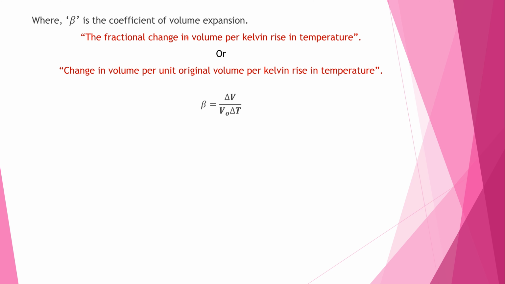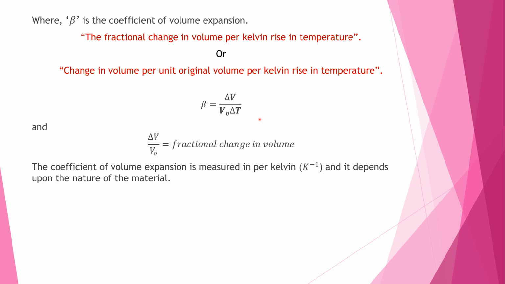The formula for volume expansion is delta V upon V naught delta T, and the SI unit of volume is meter cube. So this meter cube will cancel. The unit of coefficient of volume expansion is per Kelvin, and it only depends on the nature of the material. So in this expression, delta V upon V naught is the fractional change in volume.